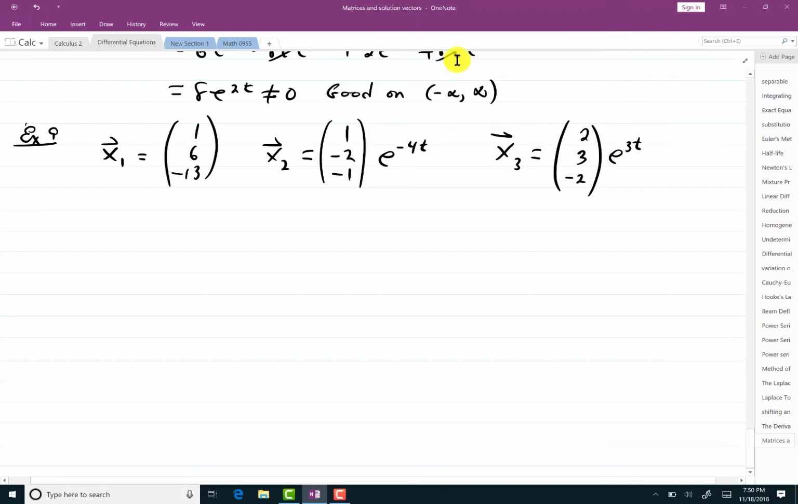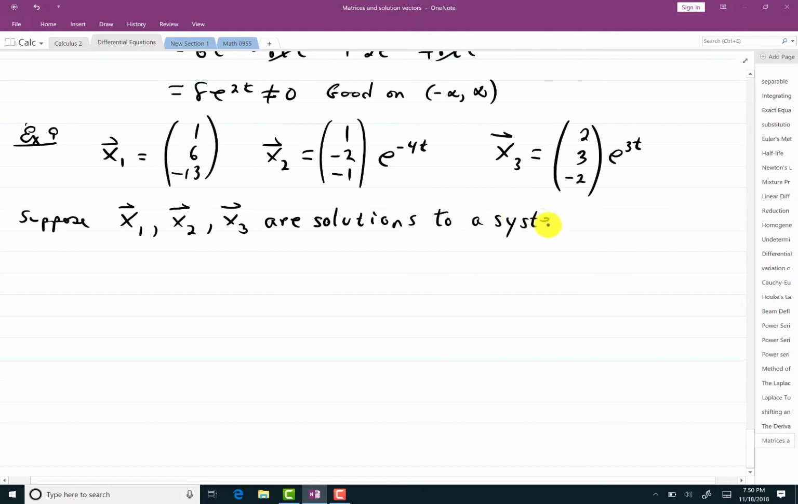Now you can see these look very much like they might be a particular solution and then two solutions of the complementary function. So with that in mind, it doesn't really matter if I have that in mind or not. Let's see if that forms a fundamental set. So suppose x1, x2, x3 are solutions to a system of differential equations.